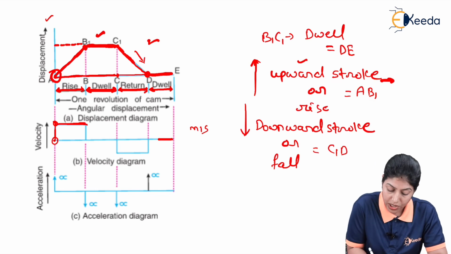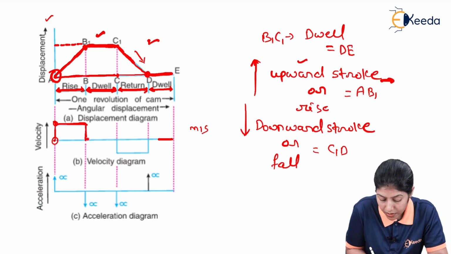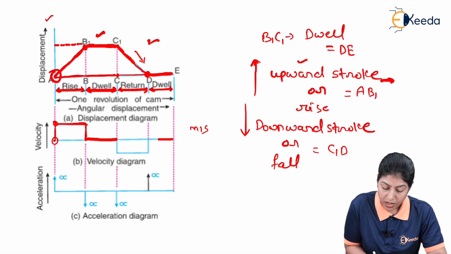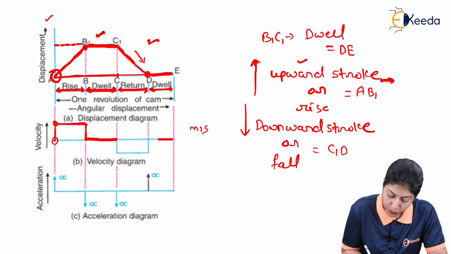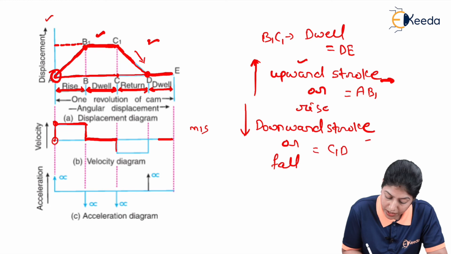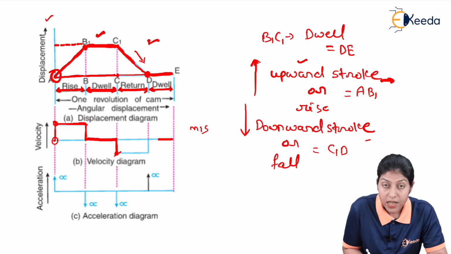And when it is in rest condition, this B1C1 is the rest condition or dwell period. So velocity will suddenly decrease at this particular point, and the velocity will be 0 at that point when the follower is not in motion, that is, in the dwell period. After that, when the follower is having the downward stroke, the velocity is decreasing, and that decrease in velocity we are considering a sudden change. So this particular point is representing the change in velocity at 0 time.